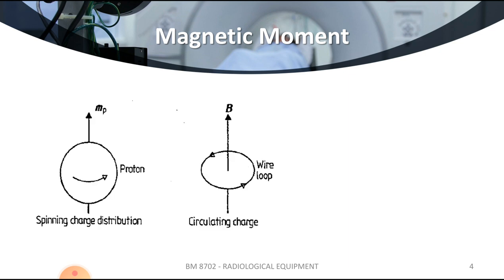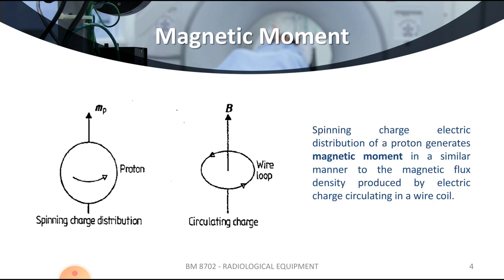Moving on, here you can see the first picture is a spinning charge wherein the proton has a magnetic moment, and the second one is a circulating charge where you have a wire loop which possesses a magnetic field. So what does it denote? We are comparing the proton's magnetic moment with the electric current which produces a magnetic field. The spinning charge distribution of a proton generates a magnetic moment in a similar manner to the magnetic flux density produced by the electrical charge circulating in a wire coil.